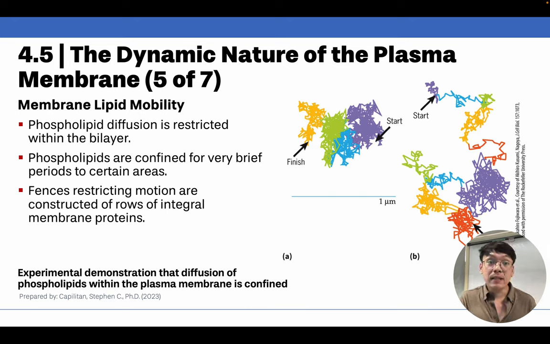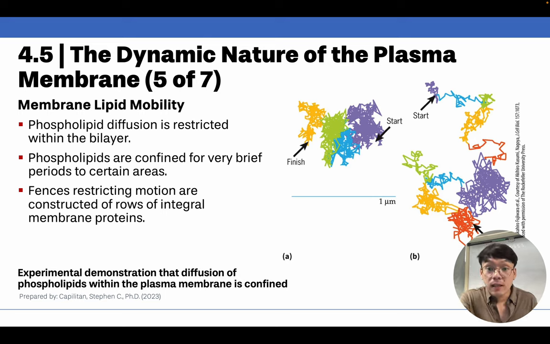Continuing with membrane lipid mobility, when we talk about phospholipid diffusion, they are restricted within the bilayer. The phospholipids are confined for very brief periods to certain areas. Fences, as I mentioned earlier, restricting motion, are constructed of rows of integral membrane proteins. You will see in this figure the experimental demonstration that diffusion of phospholipids within the plasma membrane is confined. There is a track of a single labeled unsaturated phospholipid, which is followed for 56 ms as it diffuses within the plasma membrane of a rat fibroblast. Remember what fibroblasts are.